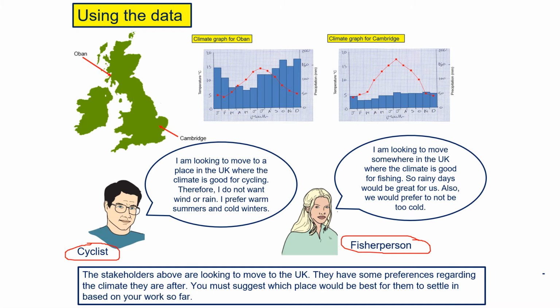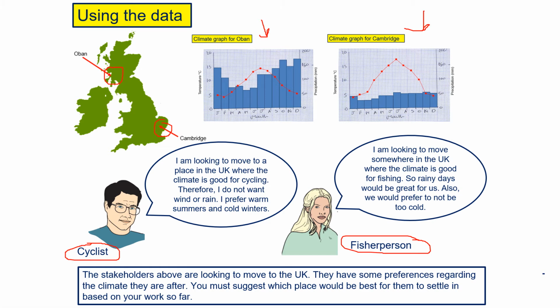So, with the data that we used last lesson, and up here in the climate graphs, and our knowledge of where these places are, you can see here that the stakeholders above are looking to move to the UK. They have some preferences regarding the climate they are after. You must suggest which place would be best for them to settle in based on your work so far.